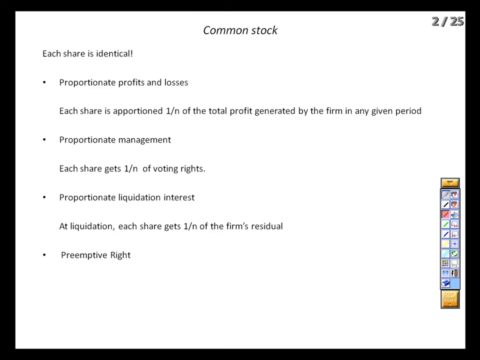The last right that the shareholders get is the preemptive right, and what this does is allow the shareholders to maintain their proportionate interest in the firm anytime new shares get issued. If you think about this, it's our protection from being screwed.